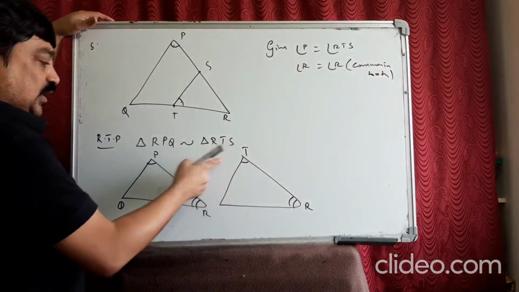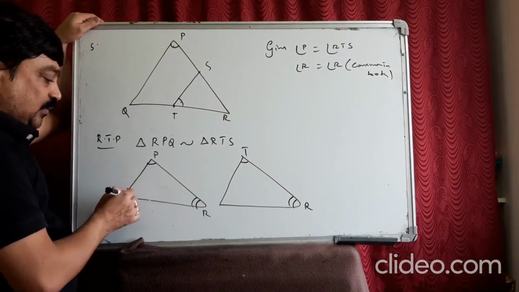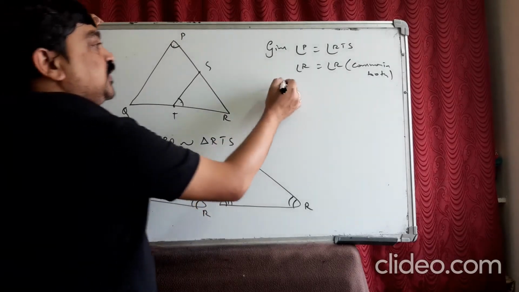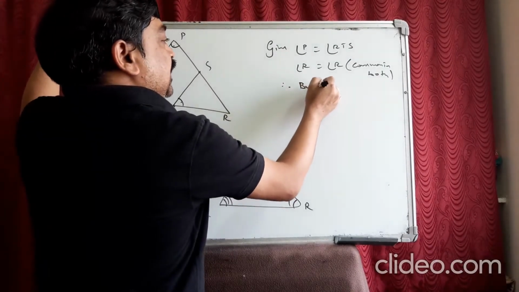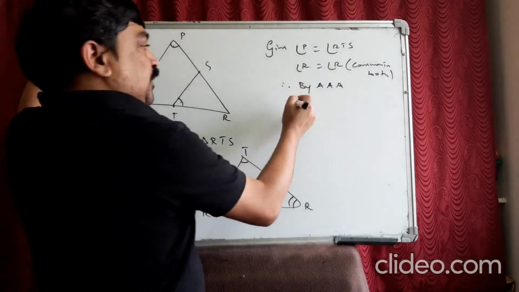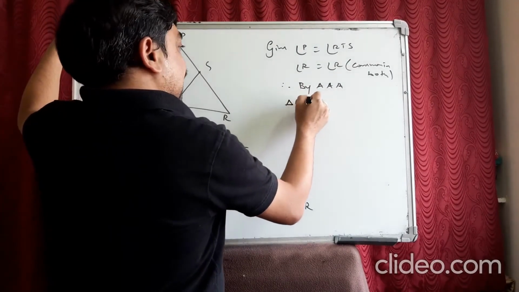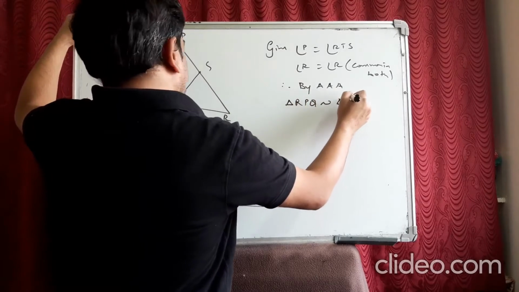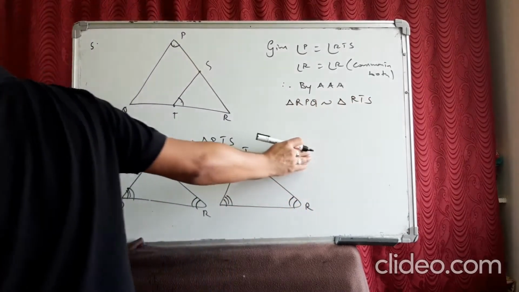When two angles are equal, obviously the third angle will be the same. Therefore, by AAA similarity, because of the angle sum property, triangle RPQ is similar to triangle RTS.